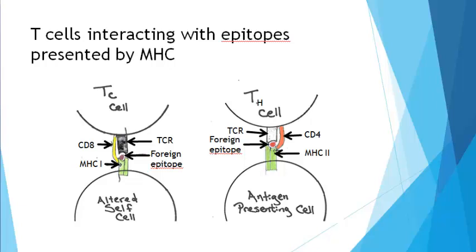The helper T cell receptor interacts with an epitope presented by MHC2 molecules, and this interaction is stabilized by the CD4 molecule on the helper T cell. MHC2 molecules are only present on the professional antigen-presenting cells of the body, such as macrophages, dendritic cells, and B cells. How does an epitope of an antigen end up in the MHC molecule?